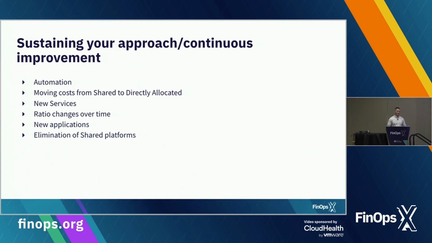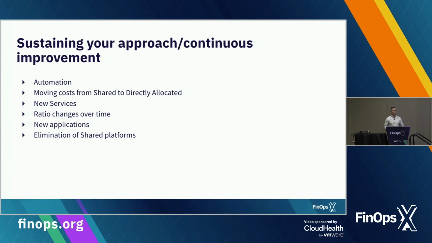And these are some things to think about when you are sustaining your approach. So you've put things in place, you're moving forward, maybe you're working toward the run level. Automation is always a good thing to have in place. And then moving shared costs to directly allocated, getting rid of shared costs. If anything can be directly allocated, then you don't have to worry about splitting it. So if that's a possibility, that's something to look into.